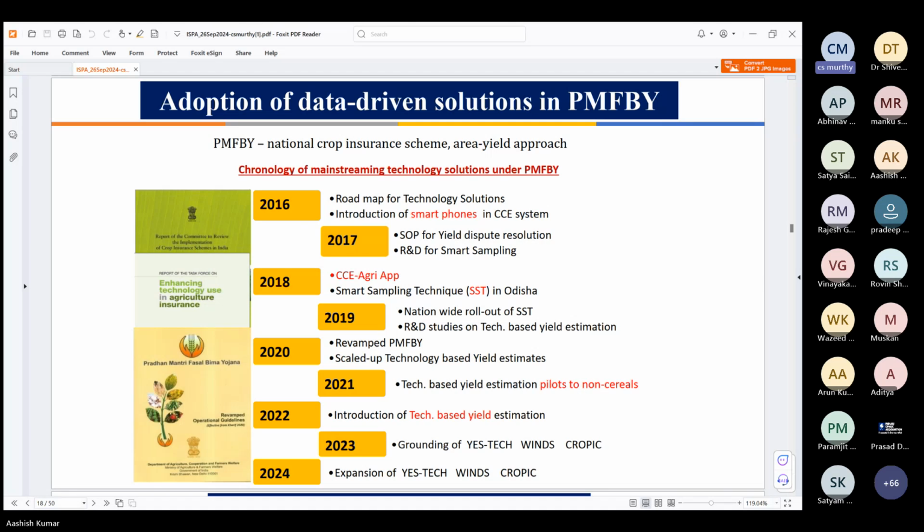The major technology program in PMFBY started in 2023, because we grounded three major programs. One is the S-Tech yield estimation system using technology, then the weather program, One Nation One Weather portal, WINDS, and the pictorial analytics based on smartphone photographs. This got a very good response from the states. In 2023, S-Tech was overwhelmingly adopted by the states, with a lot of training, capacity building, and agri-tech companies as part of the S-Tech program. And in 2024, S-Tech is now being expanded to other crops. I will give you a little more detail in a subsequent slide. Next, please.